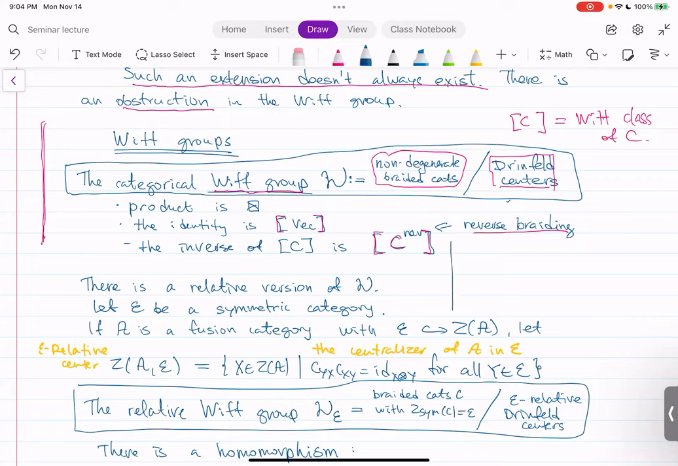I think the best way is to do this. There is an exact sequence: W, and here it's Z16, and here it's zero. And here, I'm going to introduce it a little bit later, but let me just write W_SV. It's a relative, the super Witt group. This extension is not split. But what we know very well is the structure of the super Witt group.